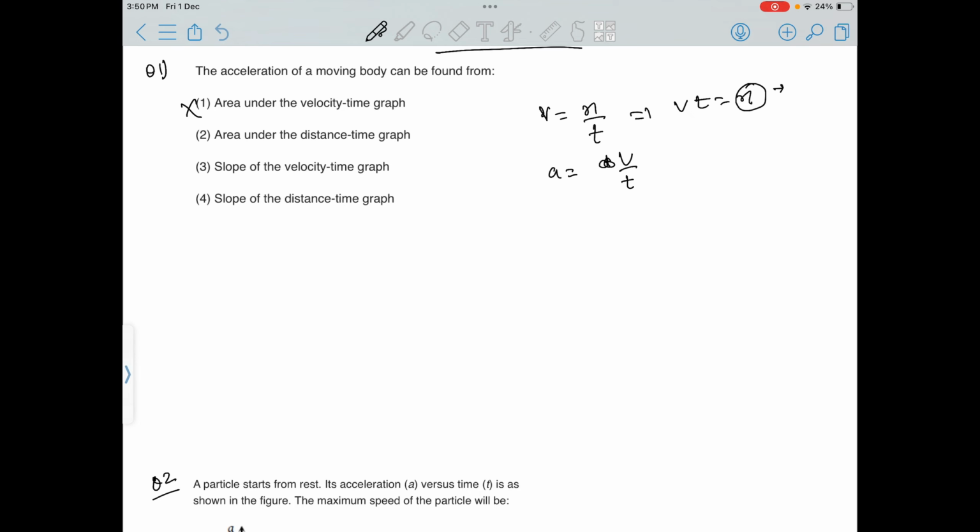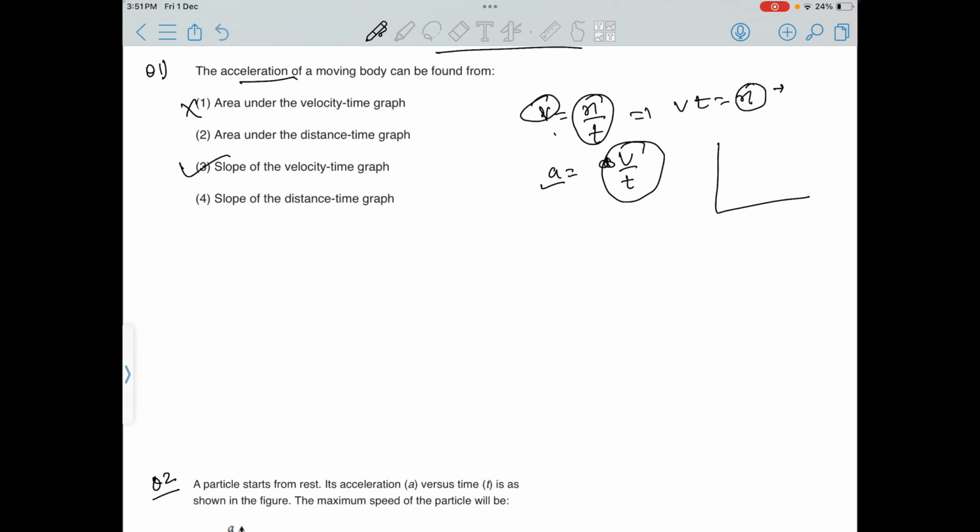Let's see the third option. Slope of the velocity-time graph. This is the slope, so it is acceleration. It is asking for acceleration, so this answer will be correct. Slope of the distance-time graph will give velocity.